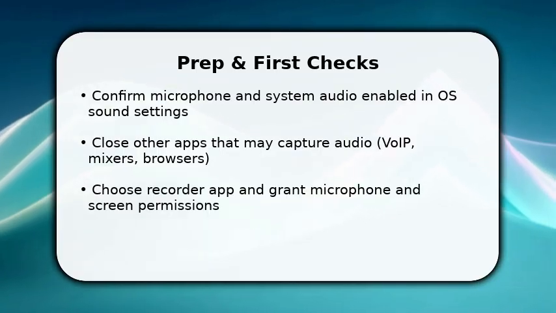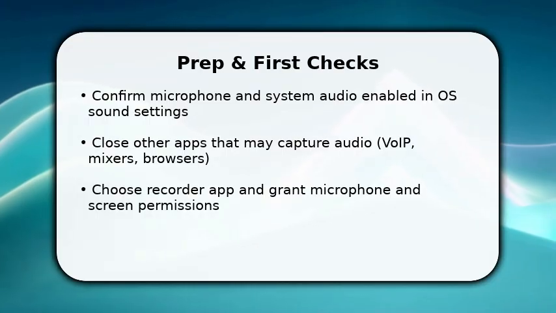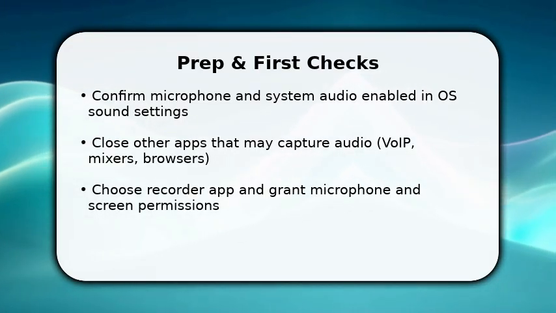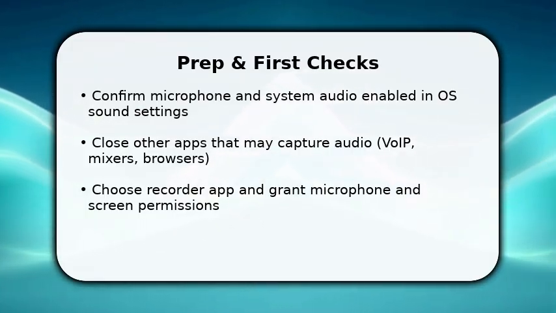Then open your screen recorder and select the correct audio source, system, microphone, or both. Make sure volume sliders are up and not muted. This immediate setup fixes most permission and source selection issues before deeper troubleshooting.